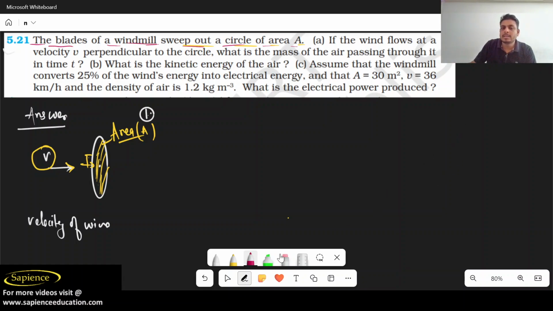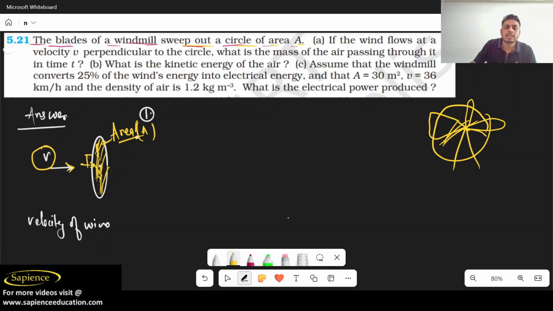So let us consider there is a windmill, and it has some blades like this, or like this. So it will sweep the area in a circular way. So can we tell here that this is the area of the sweeping? So this area is known as A.